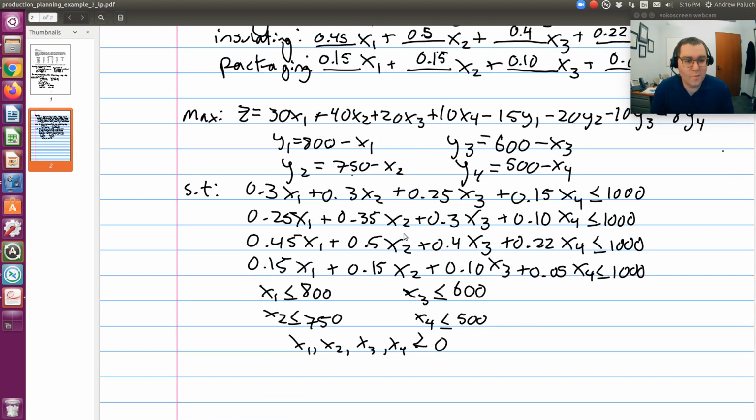Yes, it's a bigger system of equations. The solution strategy for setting it up was still exactly the same, and we were still able to solve it just the same in Excel.